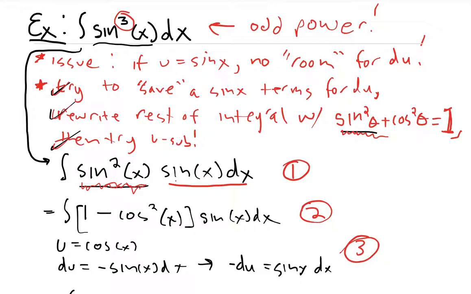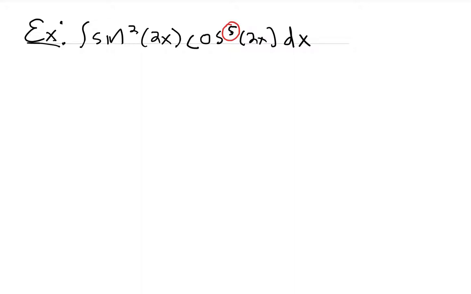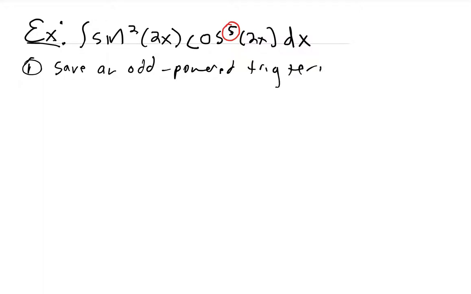Let's see if we can start this from scratch on a different problem so we can work through each of these steps together. Sine squared of 2x times cosine to the 5th of 2x. There's our odd power right there. So, if I'm doing my steps in order, first thing that we should do is save an odd-powered trig term for a du.